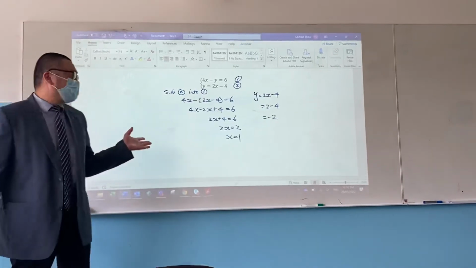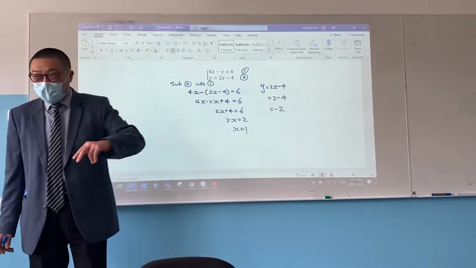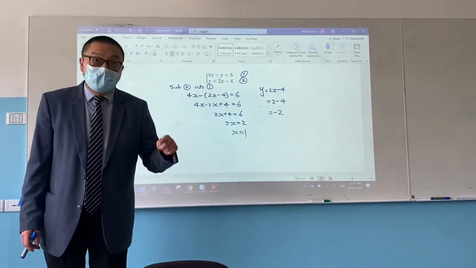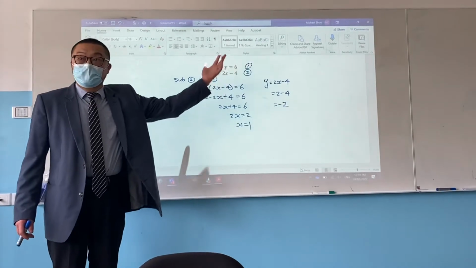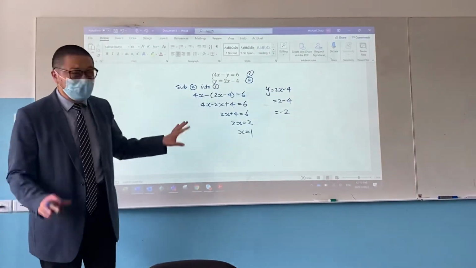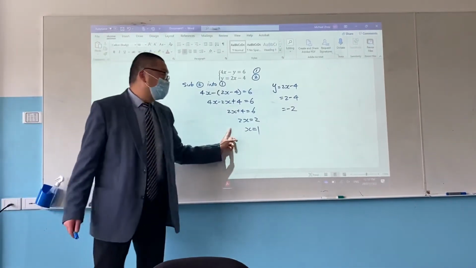This one doesn't really make much difference. Later on, there will be positive, negative fractions involved. I try to choose the equation that looks easier, to avoid potential mistakes. But for this one, it's okay, it doesn't really matter. Okay, I'll do a quick check. Now I've got my x, I've got my y.